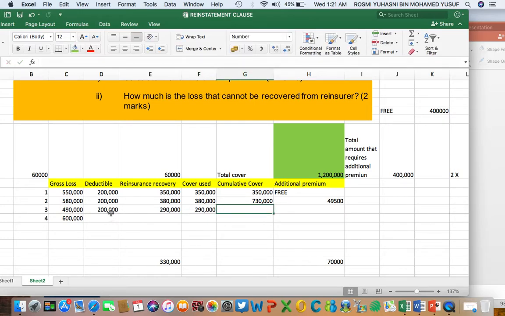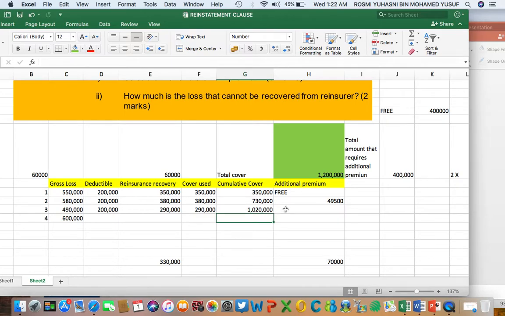Cumulative cover after claim number 3 will be 730 plus 290. That will be equal to 1,020,000. Okay, 1,020,000 is the cover that they have used so far for that year. Again, let me remind you, they have 1.2 million cover for that year. Since they have used 1,020,000, how much more cover is available? Just 1.2 million minus 1,020,000.